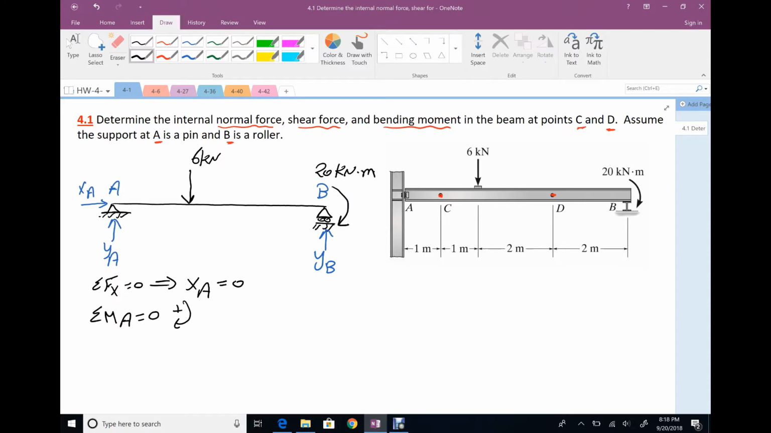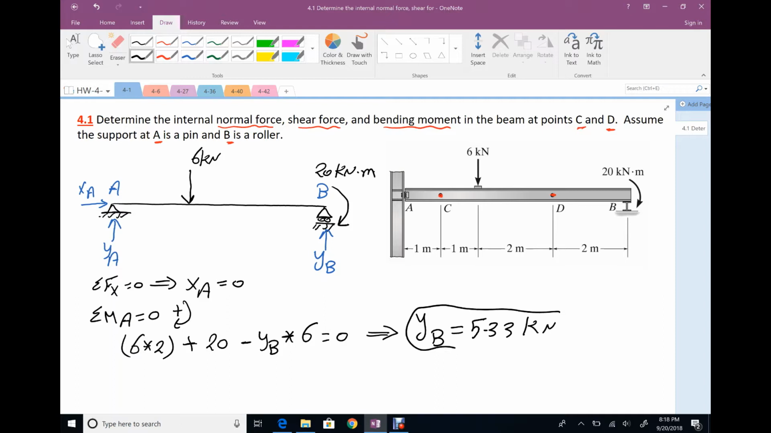Summation moment at A equals 0. Assume this direction is positive. We have 6 times 2, positive 20, negative YB times total distance 6 equals 0. The only unknown in this equation, YB equals 5.33 kilonewton. So your reaction here, 5.33, XA is 0.